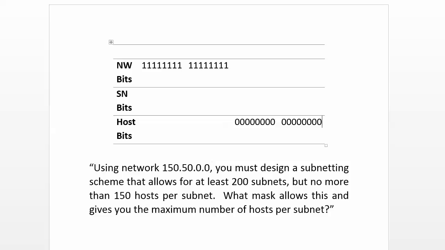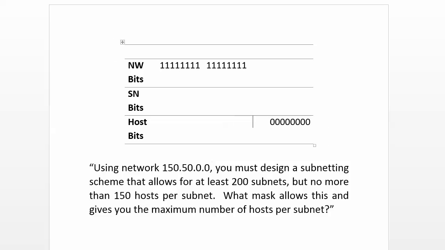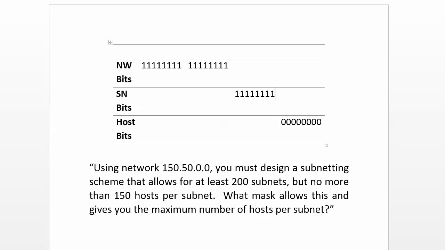2, 4, 8, 16, 32, 64, 128, 256. 8 of them. Because that's 2 to the 8th power, that gives us the number of valid subnets. So this mask, getting rid of those, and I like this because it really illustrates what's going on with our subnetting. We're borrowing those host bits and turning them into subnet bits by putting a 1 in there. So that meets the first requirement. So are we done?